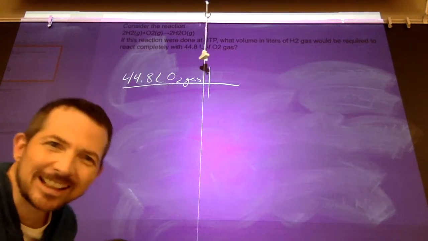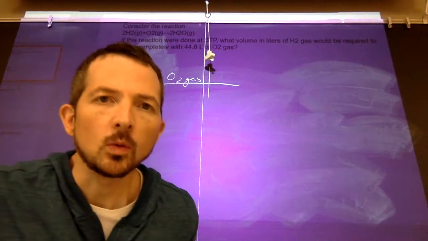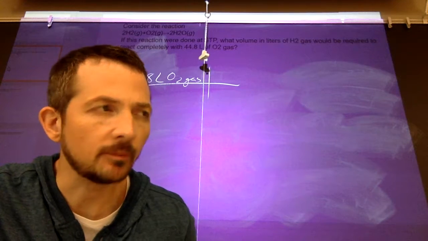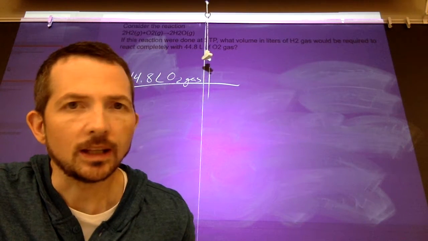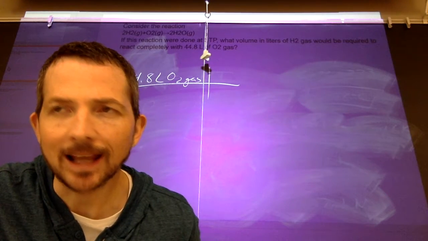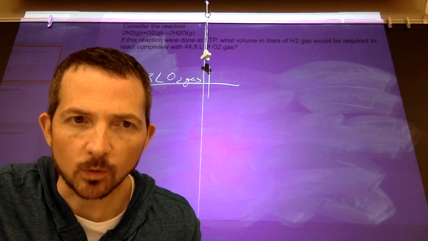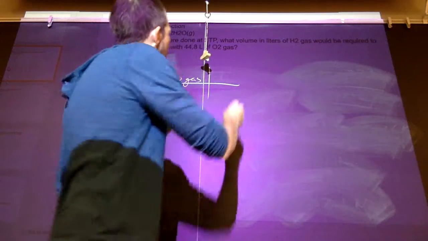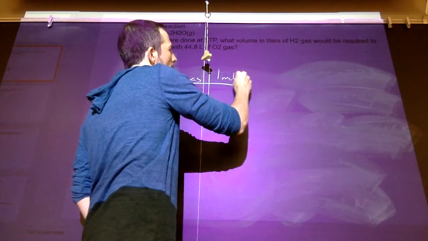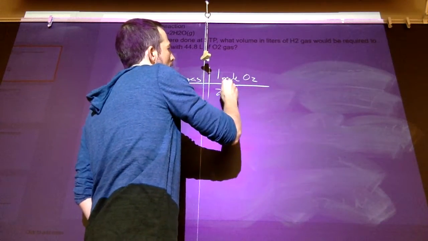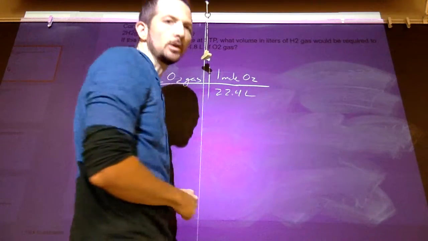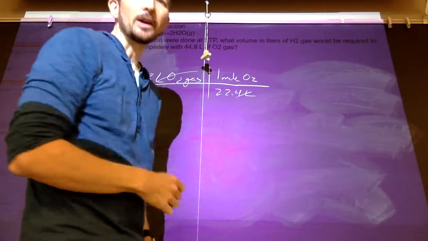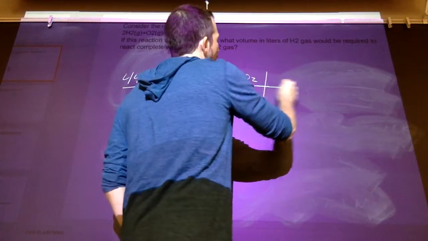Now I'm given that this is at standard temperature and pressure. If you plug those conditions into the ideal gas equation, you get that 1 mole of any gas has a volume of 22.4 liters. So I'm going to use that. I know at STP, 1 mole of any gas, including oxygen, is 22.4 liters. Okay, so my liters can cancel out that way, and I have moles of oxygen.